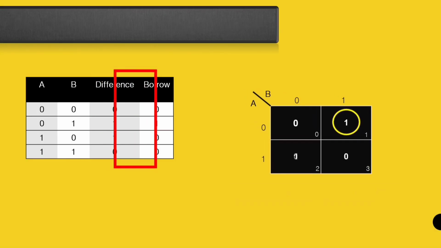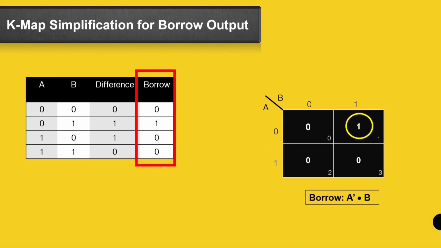Now let's simplify the expression for the borrow output using a two-variable K-map. Just like before, we begin by placing the borrow values from the truth table into the K-map. Borrow becomes 1 in only one situation, when A is 0 and B is 1. This means we need to borrow from the next higher bit, because B is larger than A. When we fill the K-map, we see that the only cell containing a 1 is the one corresponding to A equals 0 and B equals 1.